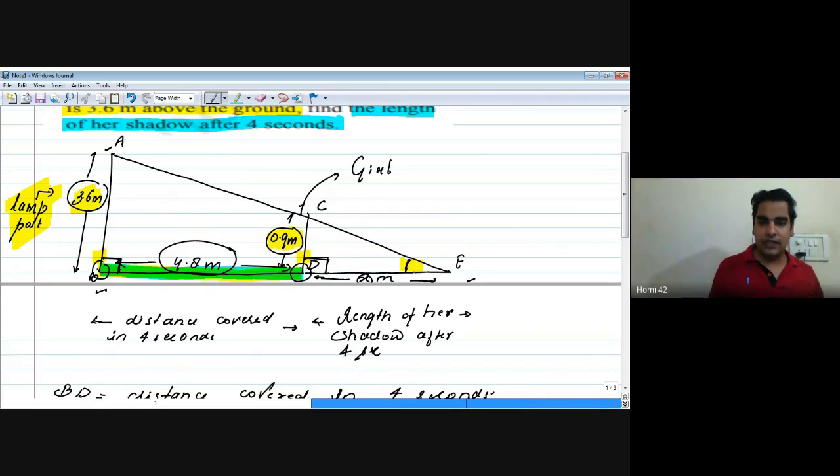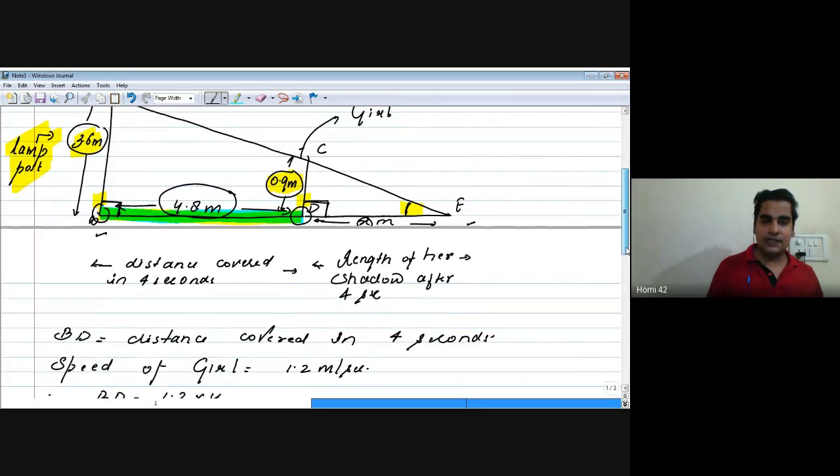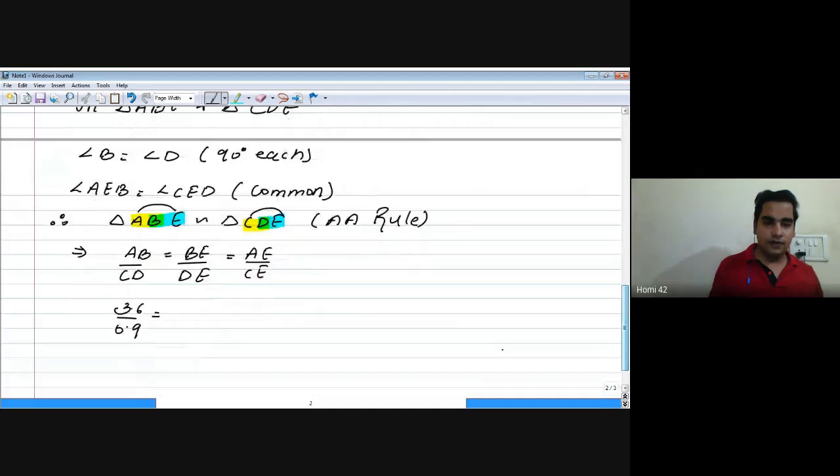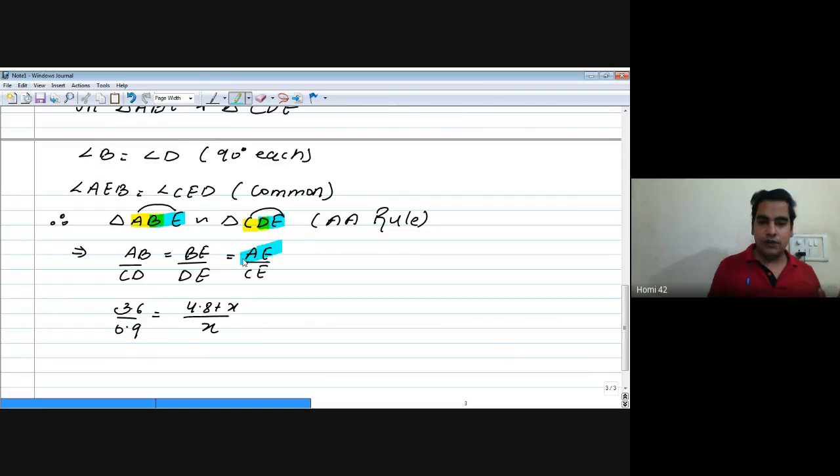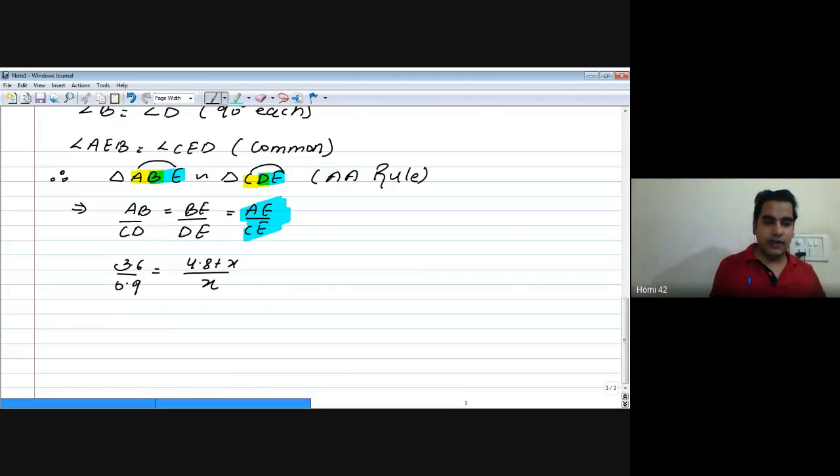On the other hand, DE is equal to X. So BE is 4.8 plus X, DE is X. So this is 4.8 plus X by X. You need not put any value in this third part, because that is not important for us here. So you can solve it. This 0.9 will cancel into 3.6 four times. So you will have 4 is equal to 4.8 plus X divided by X.